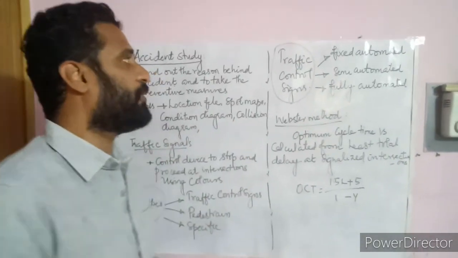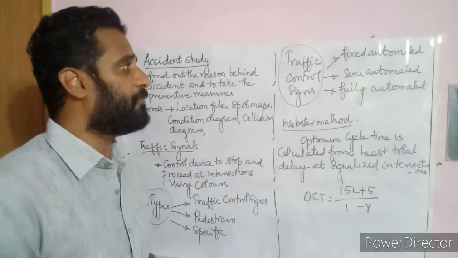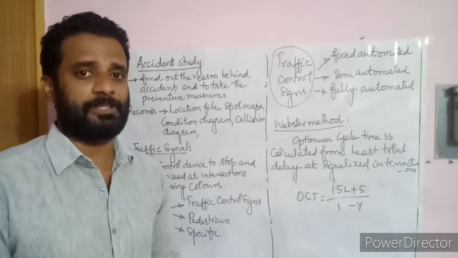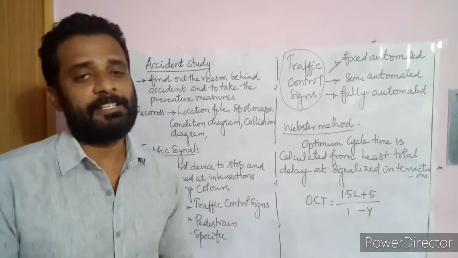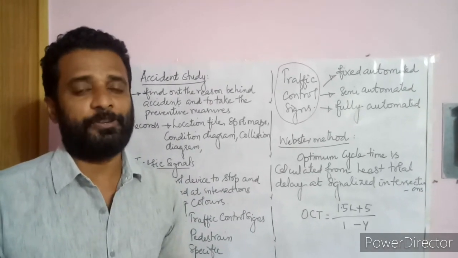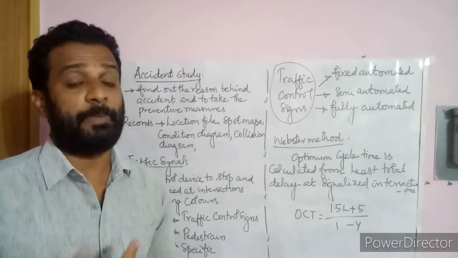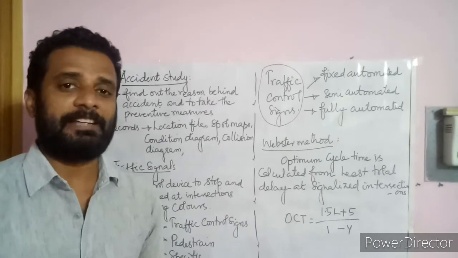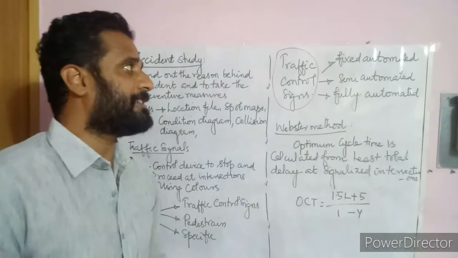Next are the traffic control signals. The traffic control signals are again classified into fixed automated, semi-automated and fully automated. In the fixed automated type, the optimum cycle time we give may be 50 seconds or 30 seconds. It depends on the time, right? In the morning from 7 to 8, when you go to an intersection, you can see only 20 seconds. But from 9 to 10 o'clock, it may extend up to 70 or 80 seconds. Those optimum cycle times were calculated and they are fixed, they won't be changed. Such types of signals are called fixed automated signals.